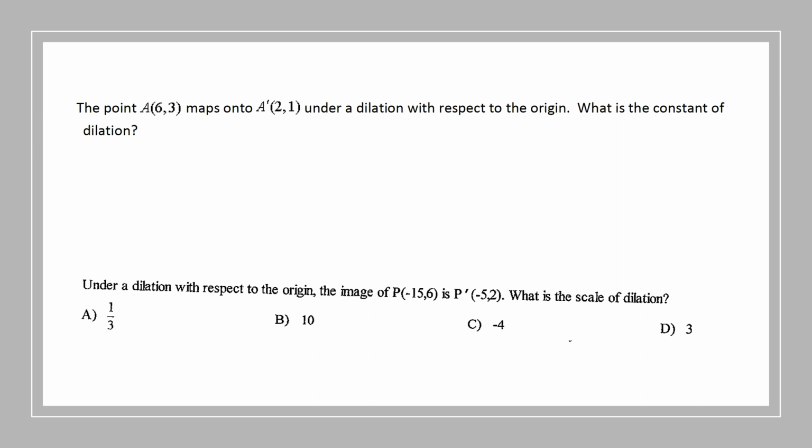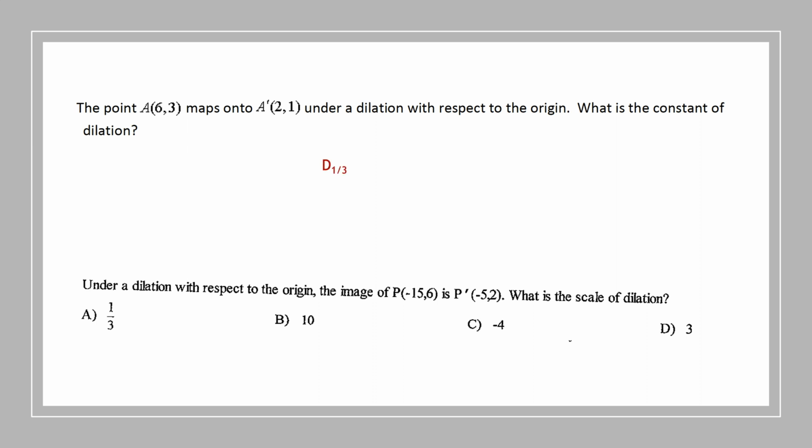Okay, the point 6, 3 maps onto A prime 2, 1, and it's under a dilation with respect to the origin, which is all we're doing. What's the constant of dilation? Well, did you notice how we're dividing by 3, right? 6 divided by 3 is 2, 3 divided by 3 is 1. So that's a dilation of 1/3.